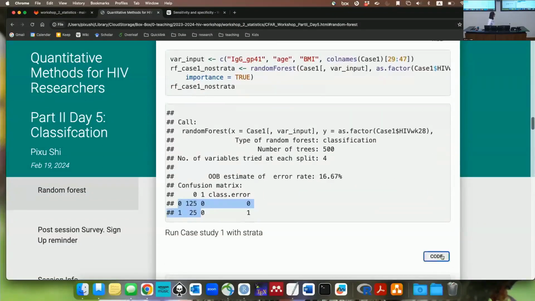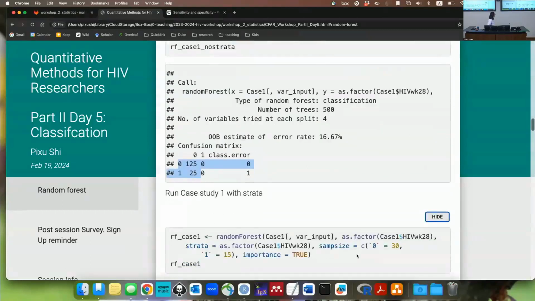But if you do it with strata, this is how you do it. You first specify that the strata variable is the outcome variable. You want to stratify based on infected or uninfected. Stratified sampling means that when you randomly choose a subset of samples to build a tree, you try to make your subset of samples balanced between the cases and the uninfected. So here I'm specifying that for each randomly generated sample set, I want 30 to be uninfected and 15 to be infected.